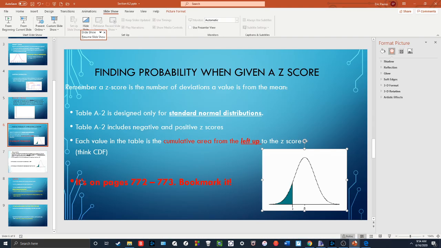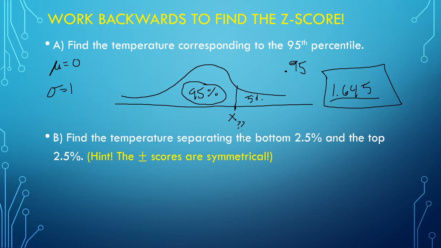And you can probably guess that when we're asked about the between values, we do something very similar to what we did before. It says find the temperature separating the bottom 2.5% and the top 2.5%. So if this is my curve here, right there, the bottom 2.5%, so here's my first value. And the top 2.5%, so another value here. So I want to know, what are these two values?